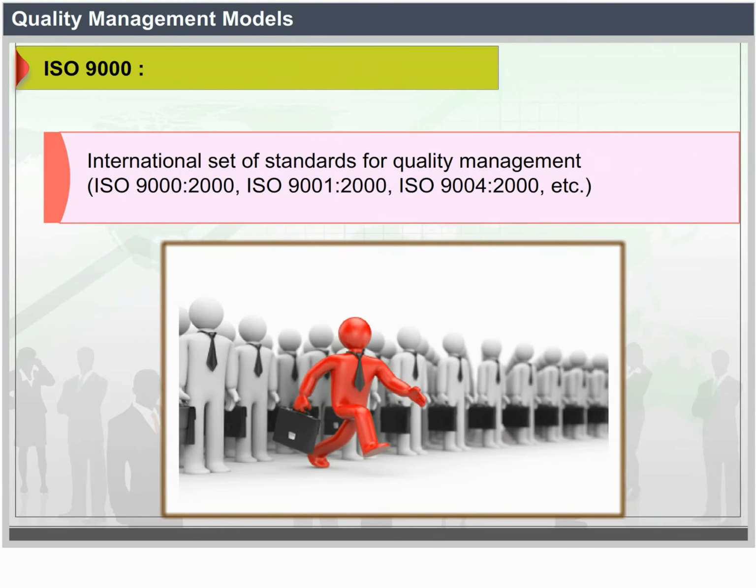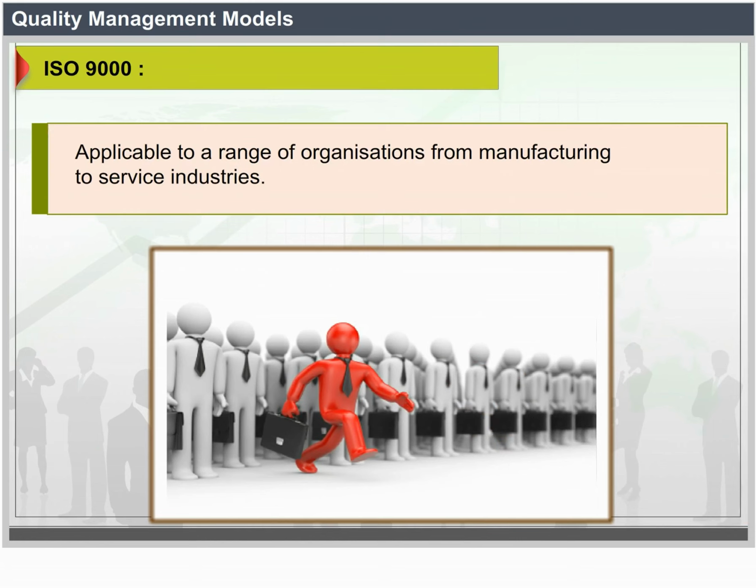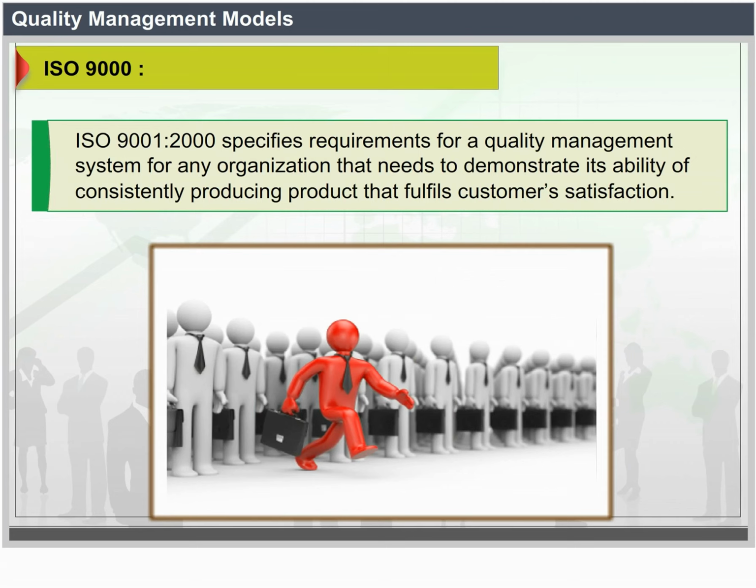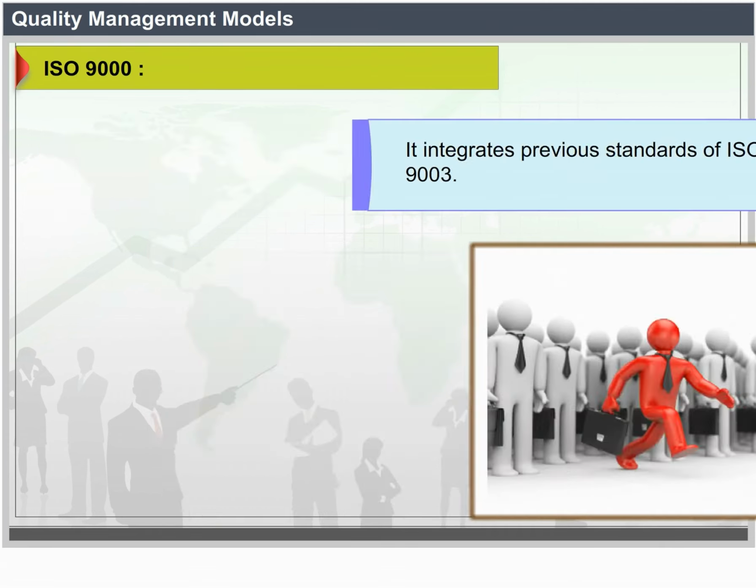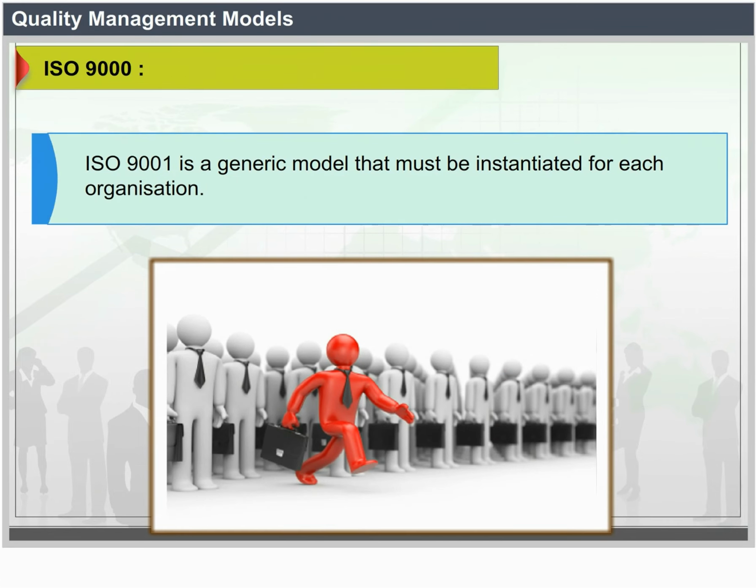International set of standards for quality management: ISO 9000-2000, ISO 9001-2000, ISO 9004-2000, etc. Applicable to a range of organizations from manufacturing to service industries. The ISO 9001-2000 specifies requirements for a quality management system for any organization that needs to demonstrate its ability to consistently provide a product that meets customer satisfaction. It integrates previous standards of ISO 9001, ISO 9002, and ISO 9003. ISO 9001 is a generic model that must be instantiated for each organization.